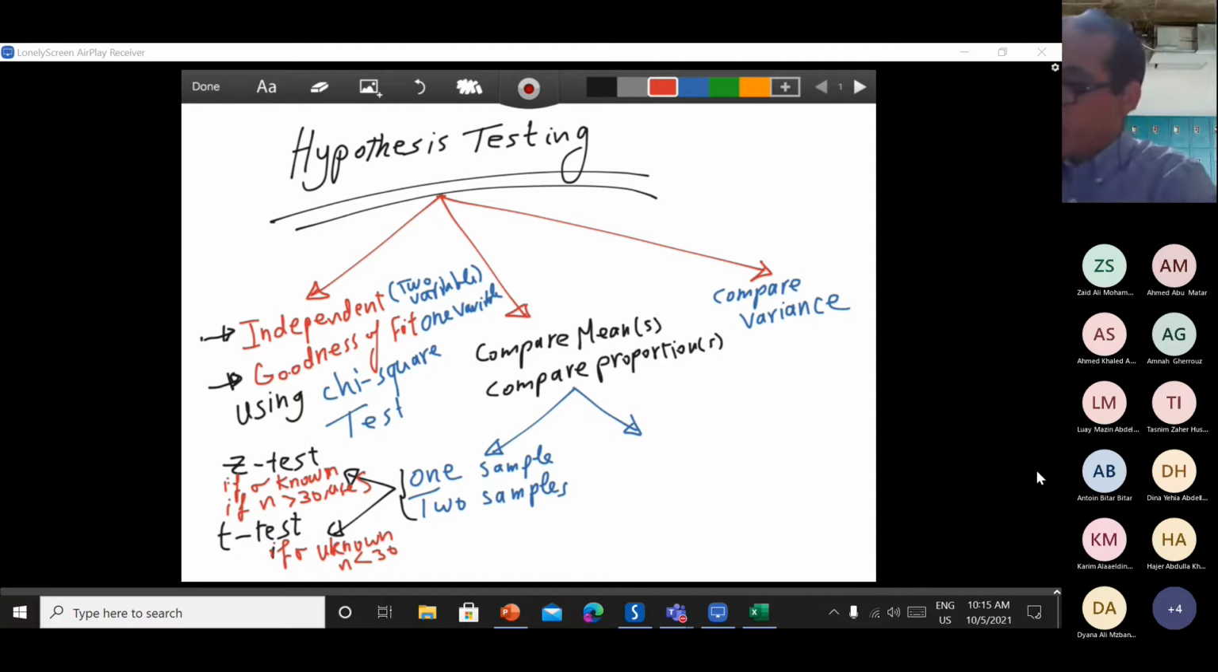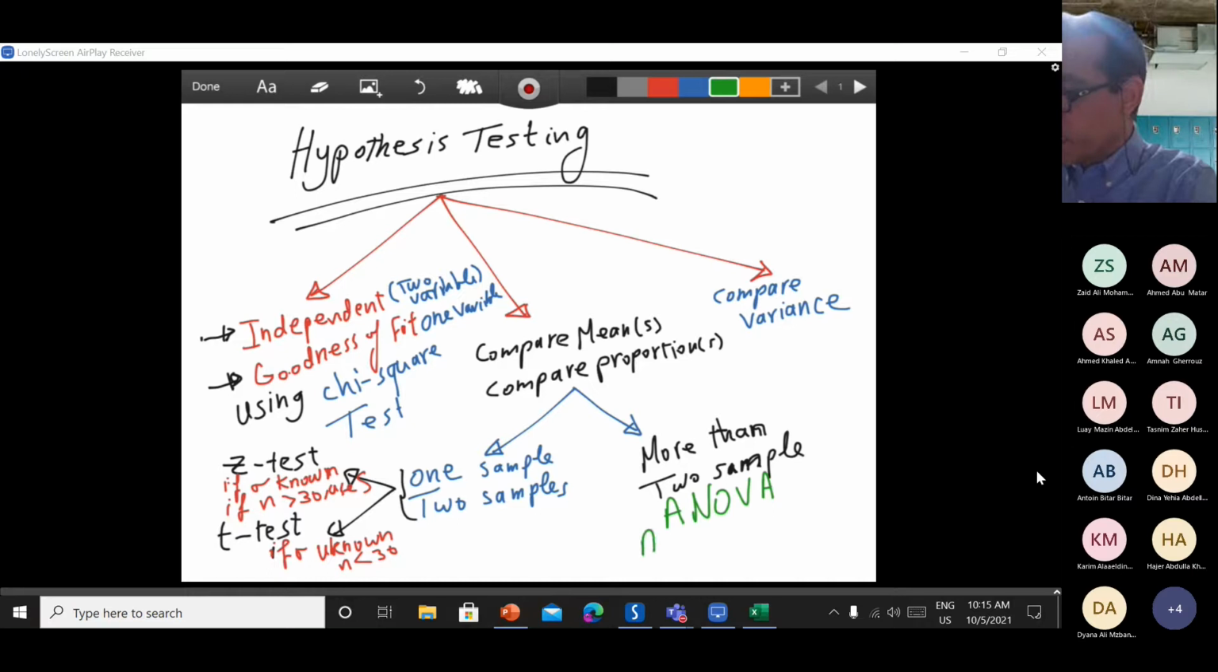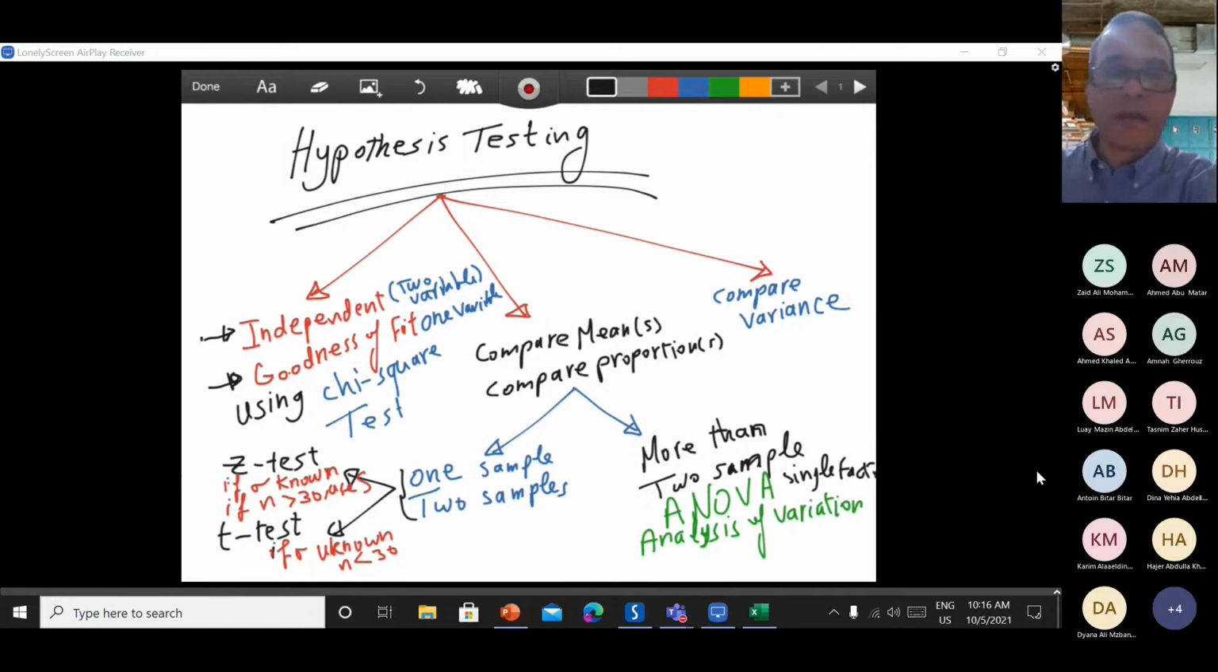Okay. What about if I have more than two samples? More than two samples. We will go for a test, very well-known test. They call it Anova test. Anova is not a name. Anova is abbreviation for a sentence called analysis of variation. So to compare the mean, we are going for single factor Anova. Okay, this is how to make your route map to go to the right tests.